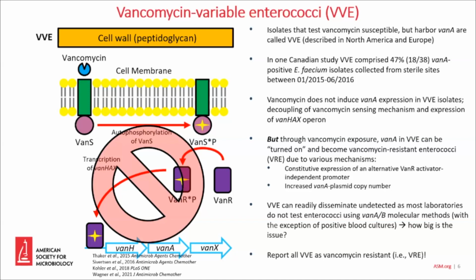It's a concern that vancomycin-variable enterococci can readily disseminate undetected, as most laboratories do not test enterococci using vanA, vanB molecular methods, with the notable exception of positive blood cultures. So we really don't know how big the issue of vancomycin-variable enterococci is. However, if you are to detect one in your laboratory, you should report them as vancomycin-resistant enterococci.